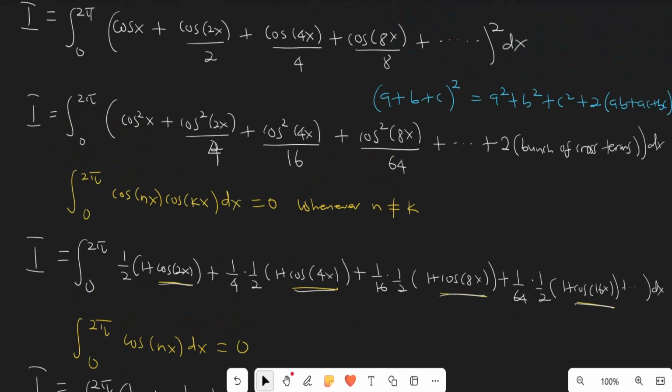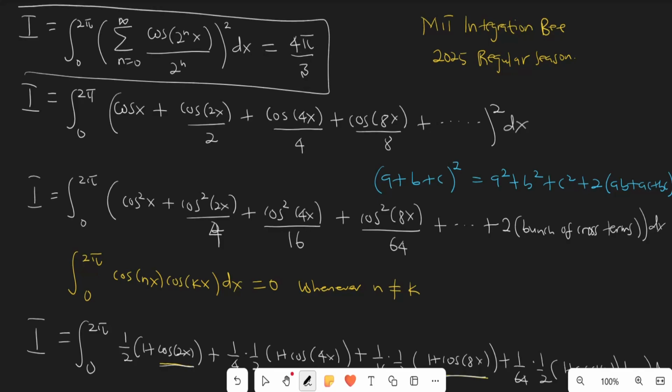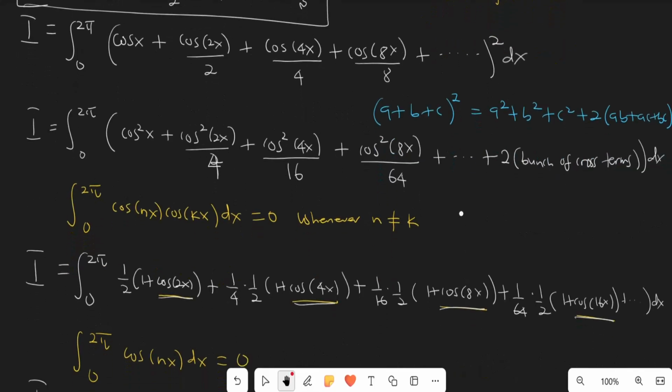So if we integrate from 0 to 2 pi the infinite sum of cosine to the 2n x all over 2n, all squared, it evaluates to 4 pi over 3. This is the value of our beautiful integral. This is how I can solve it.